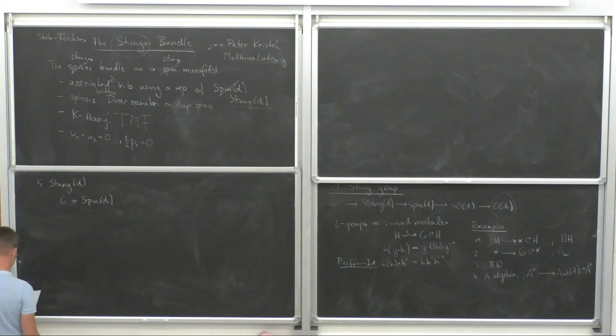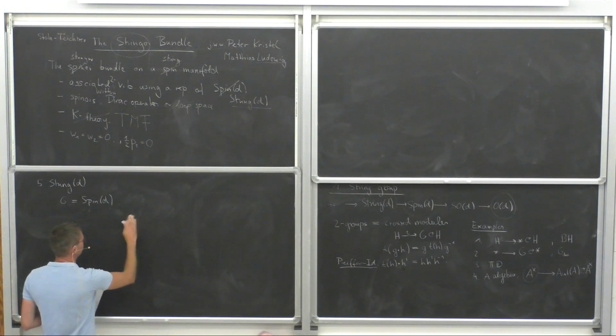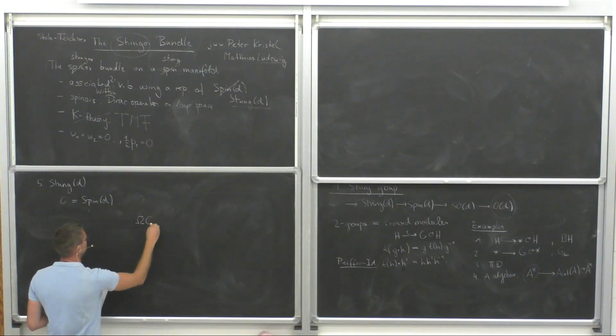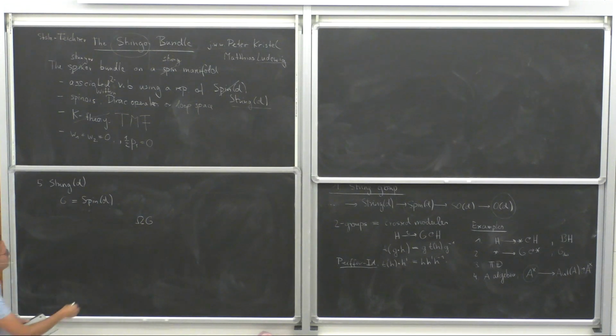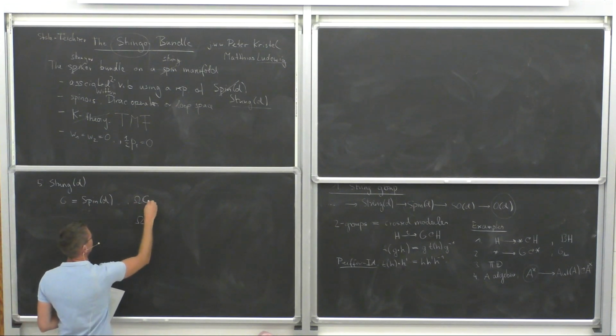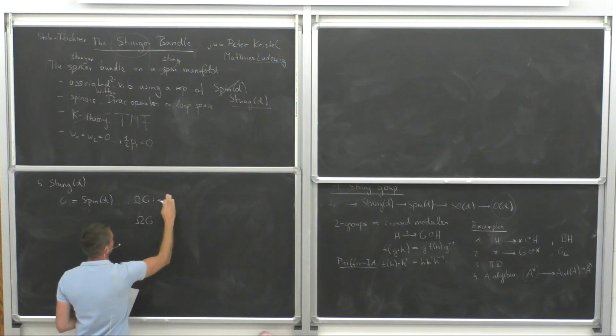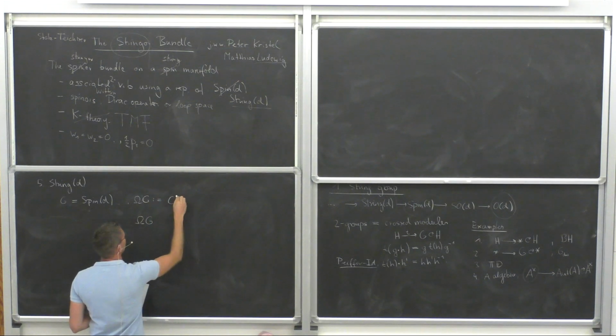What we need as an input for this construction is that we go to the loop group, ΩG, the group of smooth loops. Yes, so based loops.